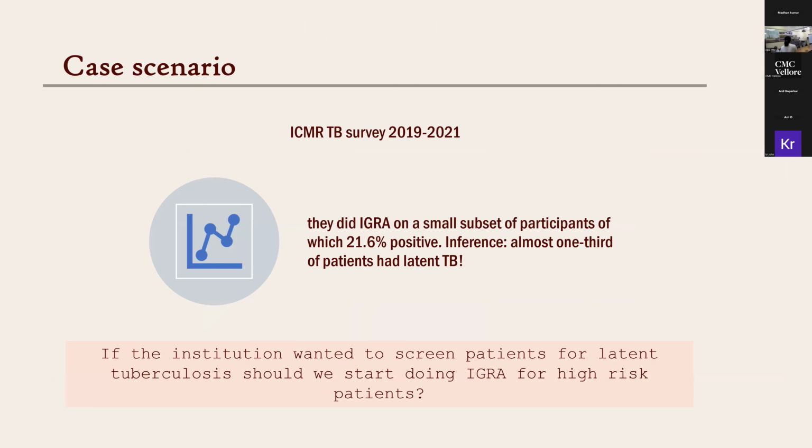So now, like always, we'll start off with a case scenario. The ICMR TB survey, 2019-2021, they did IGRA on a small subset of participants, of which 21.6% were positive. So almost like a third of patients have latent TB is what they concluded. Now, should CMC as an institute start screening patients for latent TB? And should we start using IGRA for the people we are considering is a question.